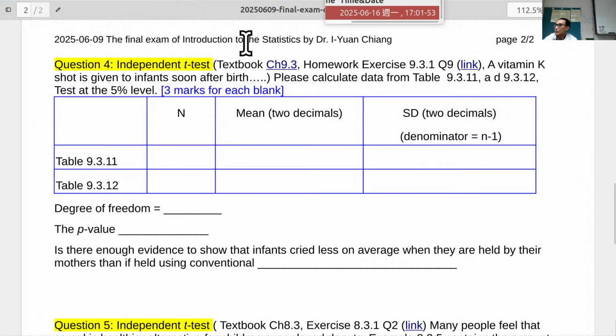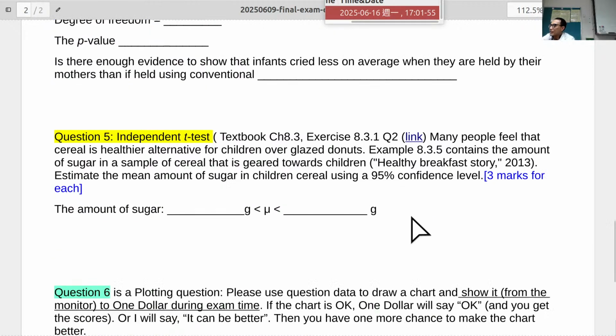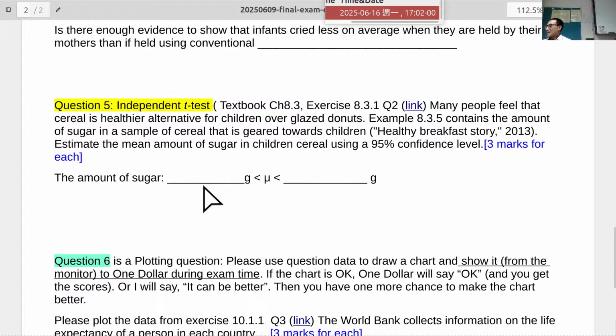Okay, let's move to the next. Question number 5, independent t-test. No, sorry, it's not. It's a range test. I forgot to modify this one. The interval test, textbook 8.3, exercise 8.3.1. Question number 2.